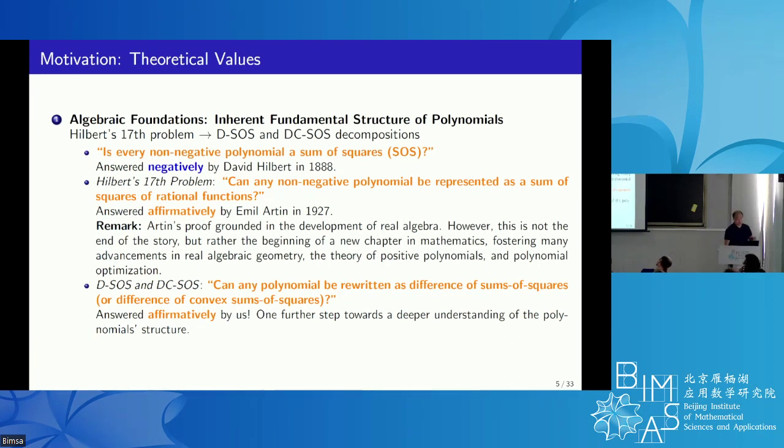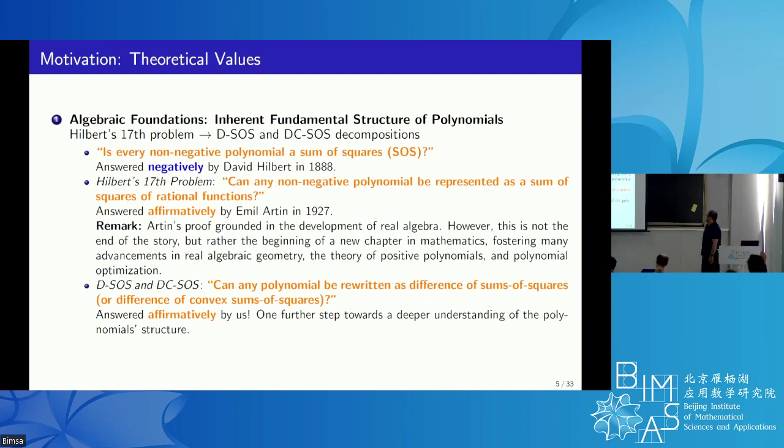It gave a good answer, and of course founded real algebraic fields. After that, you can consider it the start of a new chapter in mathematics, with a lot of related fields: real algebraic geometry, positive polynomials, and the one I'm most interested in, optimization involving polynomials. All based on this breakthrough.